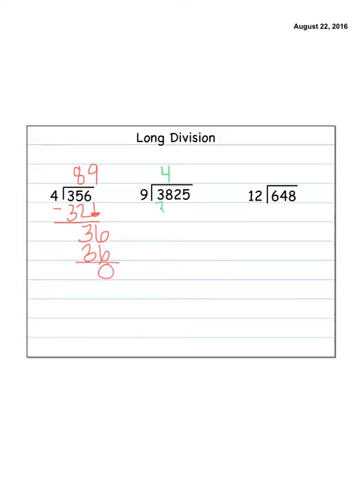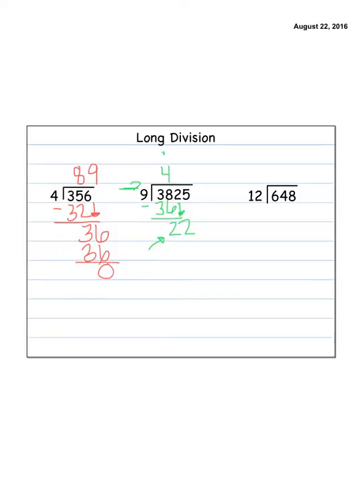4 times 9 is 36. 38 minus 36 is 2. 9 can't go into 2. I drop down my 2. By the way, if 9 could go into this 2, then I know that I didn't put enough up here and that my number should have been higher right here. So this number should never be able to go into the number that you subtract.